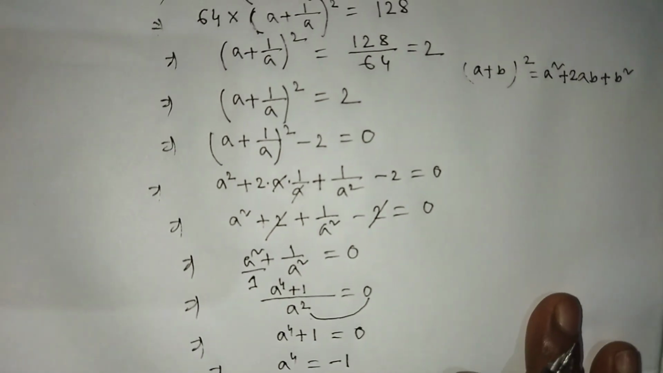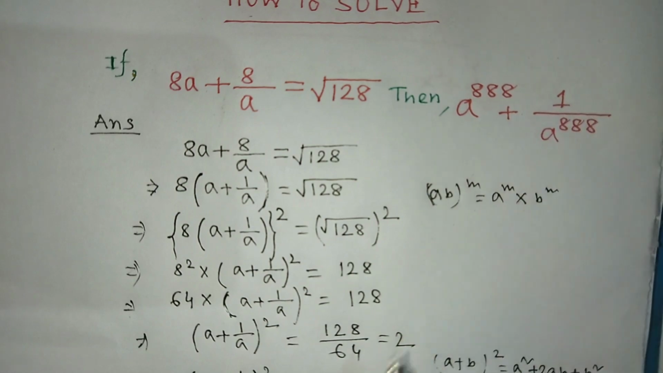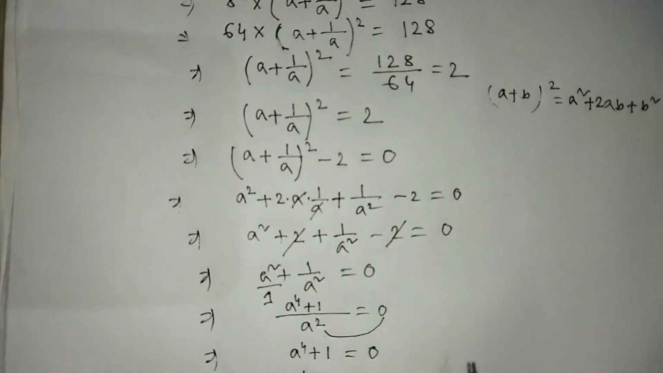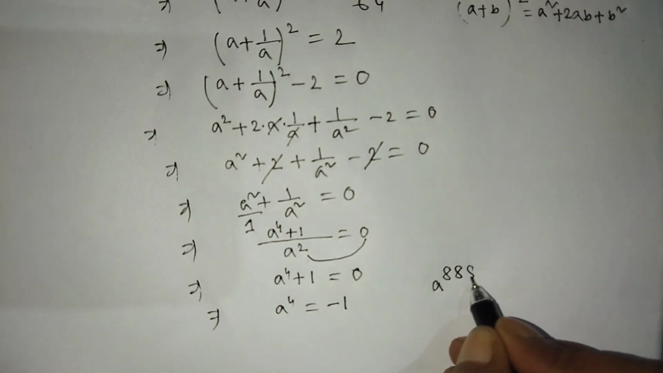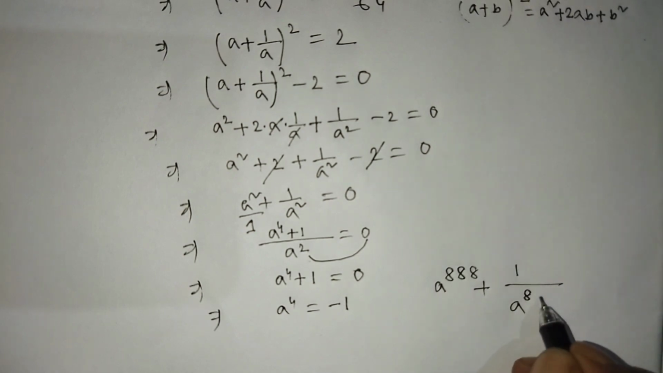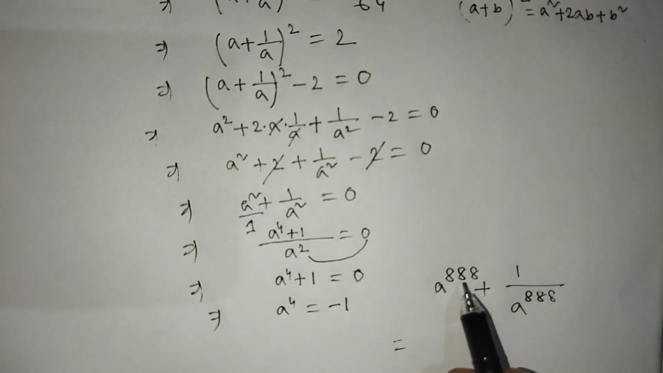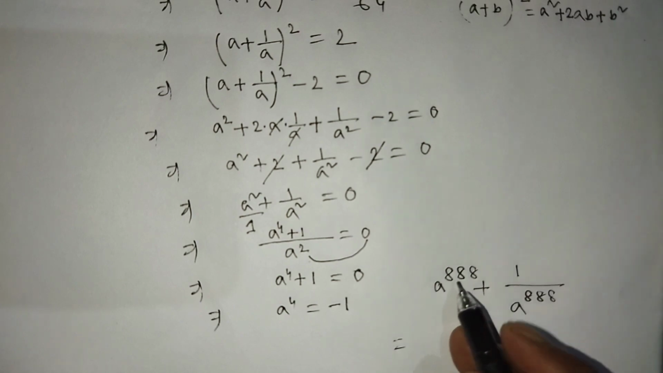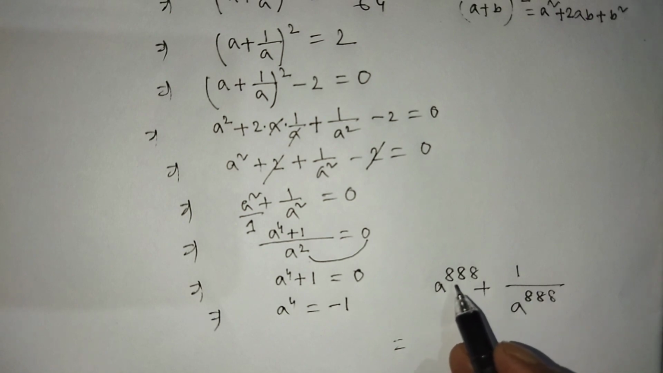Okay student. But we have to find the value of this algebraic expression. So first of all we have to write here a to the power 888 plus 1 over a to the power 888. Okay students. So to find the value of this algebraic expression, we have to break the power. Here in the place of power there is 888. So we have to break this power.